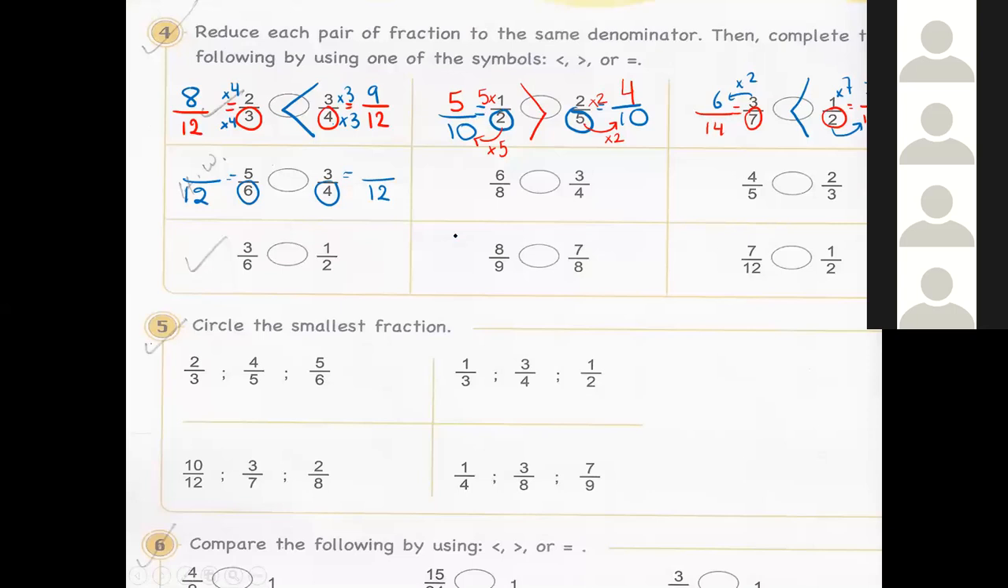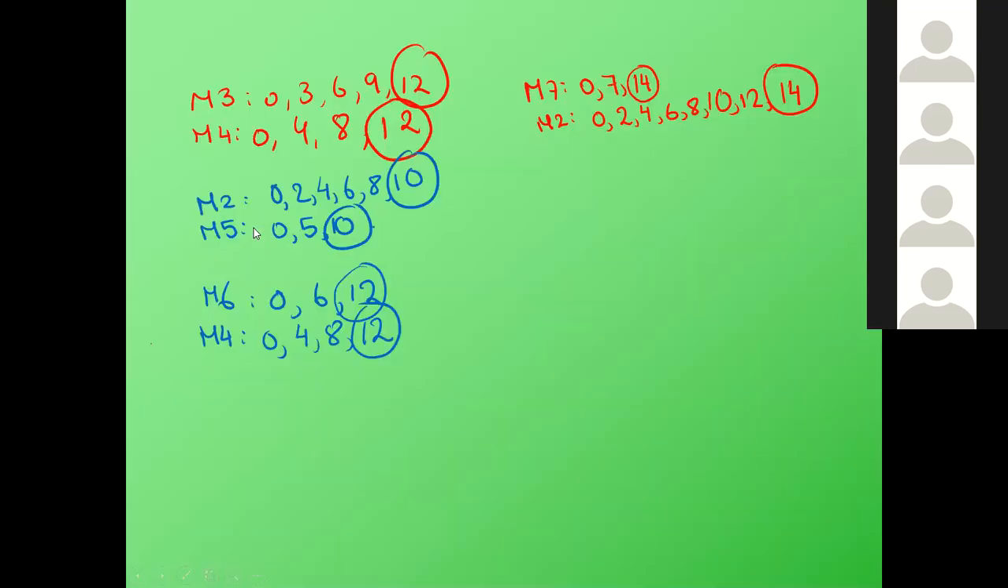Yalla, ya Bilal. Now, we multiply. Which number in table 6 gives us 12? 2. So we multiply up and down by 2. 5 times 2 is 10. The second one: which number in table 4 gives us 12? 3. Multiply up and down by 3. 3 times 3 is 9. Which one is the biggest, 10 over 12 or 9 over 12? 10 over 12. Excellent, Bilal.